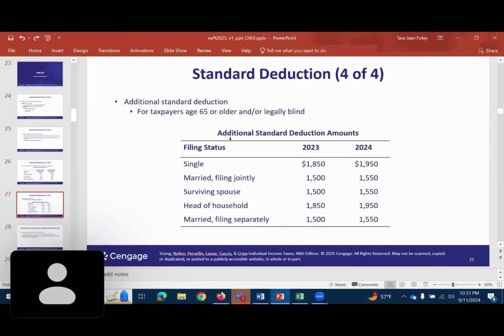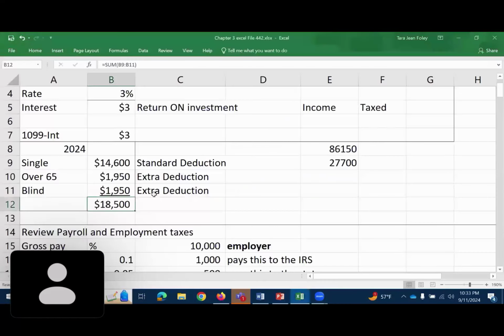So let's go to that additional one, right? So if I'm single and I'm older than 65, I get 1950 as a deduction. If I'm single and over 65 and legally blind, I get 1950 twice, which is what I'm showing you here. I get 1950 for being over 65, and I get 1950 for being blind.